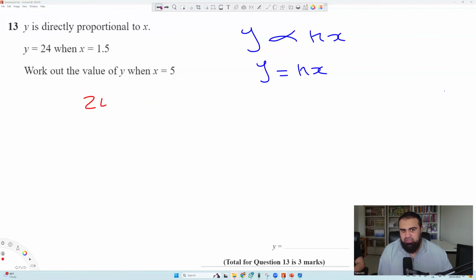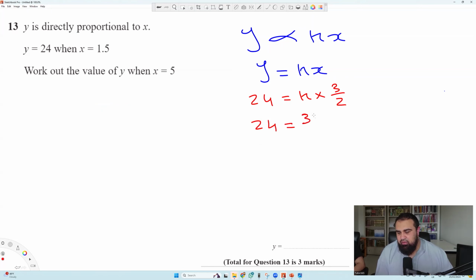In fact, let me do it here so you can see it better. 24 equals k times 1.5. At this point, I want to turn the 1.5 into a fraction. It's easier to work with, which is 3 over 2. So 24 is equal to 3k over 2, right? Then to solve for k, you're going to times both sides by 2. So you're going to get 48 equals 3k. And then you divide both sides by 3, and k is going to equal 16.